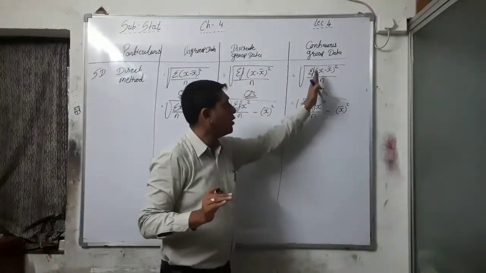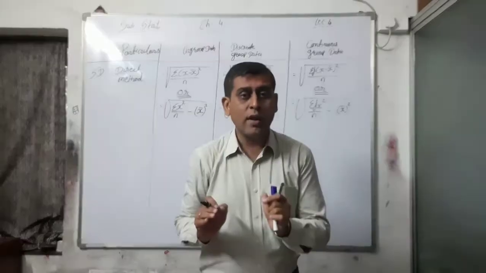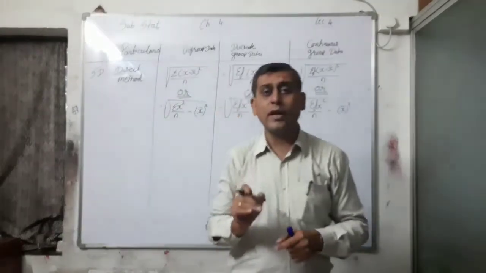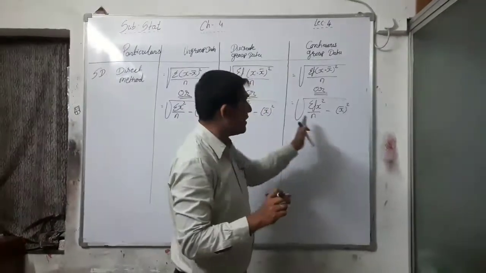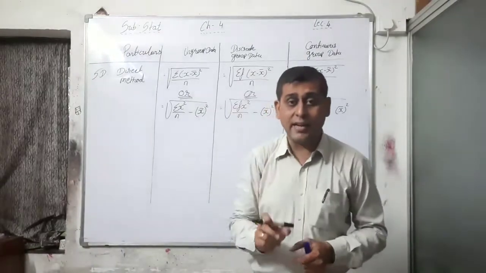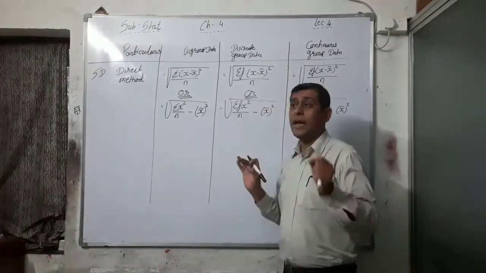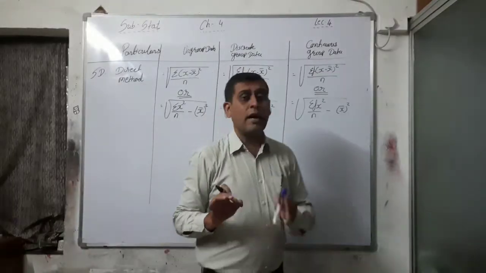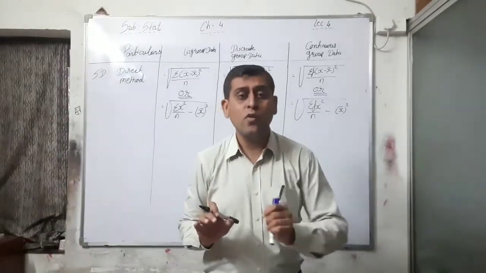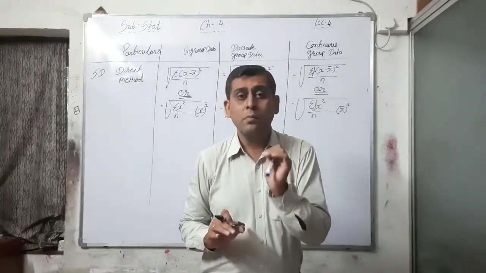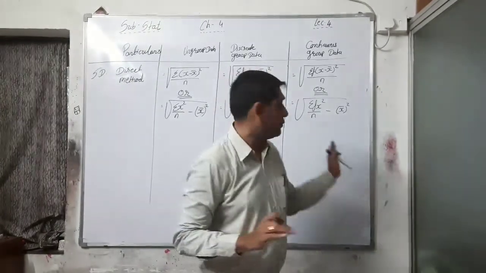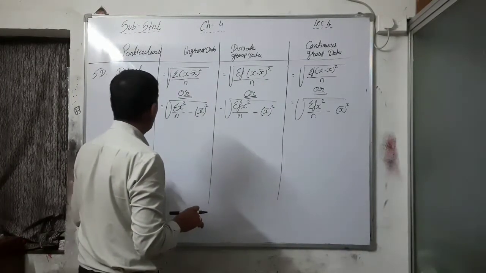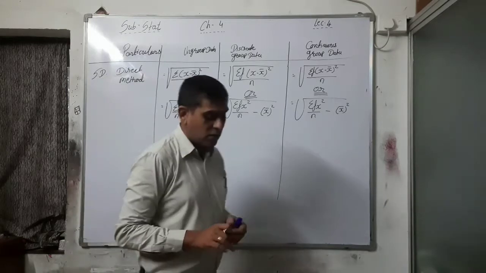Okay, so here we are using this formula whenever it is continuous group data, and we are using this formula whenever it is discrete group data. The formula is the same, but the difference is x. Whenever it is discrete group data, x is directly given, and in continuous group data, x is not directly given. We have to find it from the mid values. Okay, so here these are the formulas. First of all, write down these. This is the direct method.